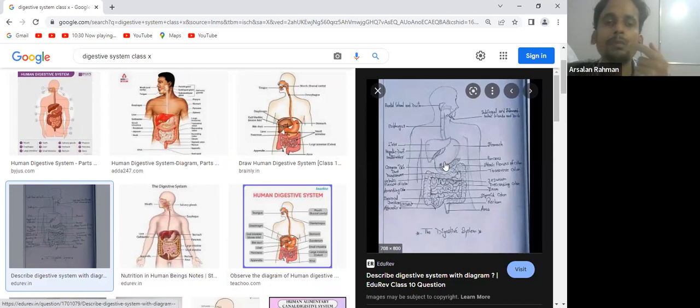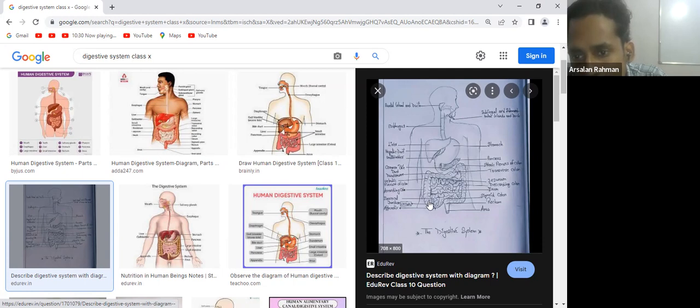Okay. After the stomach, food will go into the small intestine. Then food will enter into the large intestine. Here, can you see this C-shaped structure? This part of the small intestine is called what? Duodenum. This is called the duodenum.